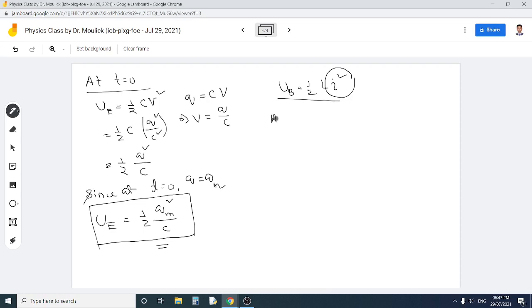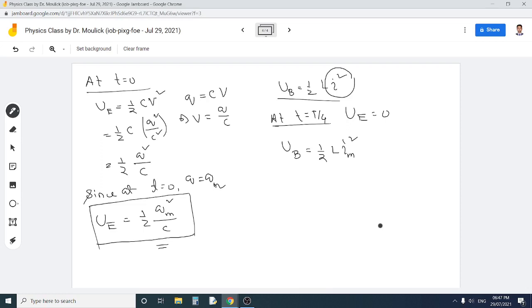So at time t equal to T by 4, you do not have any electrical energy. UE falls off to 0, because the capacitor is fully discharged. It cannot store any charge, and hence the electrical energy stored by the capacitor is also 0. Whatever energy you have now is all magnetic, and you can write it as UB equal to half of L Im square, where Im is the maximum value of the current, which is given by Qm into omega naught.